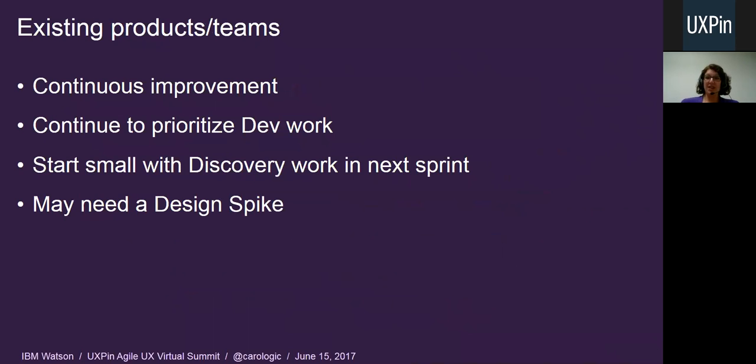For existing products and teams, if you're currently working on a team, you may be wondering, well, how am I ever going to fit this in? How am I going to have a sprint zero? We don't have sprint zero. That's okay. Go ahead and try to start small. So fit some discovery work in the next sprint. Continue to prioritize that development work, of course. And in some cases, you may need a design spike, similar to a dev spike, where you really focus on these activities for a period of time, for a sprint or a section of time, however you're splitting up your work, and then you go back to having it be part of the regular system.